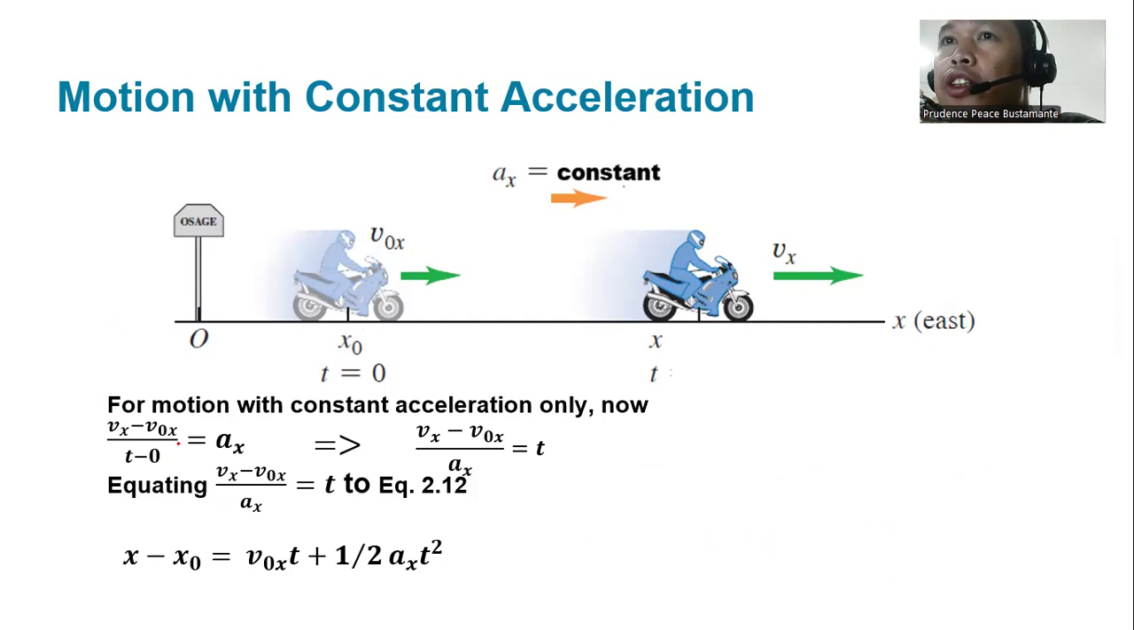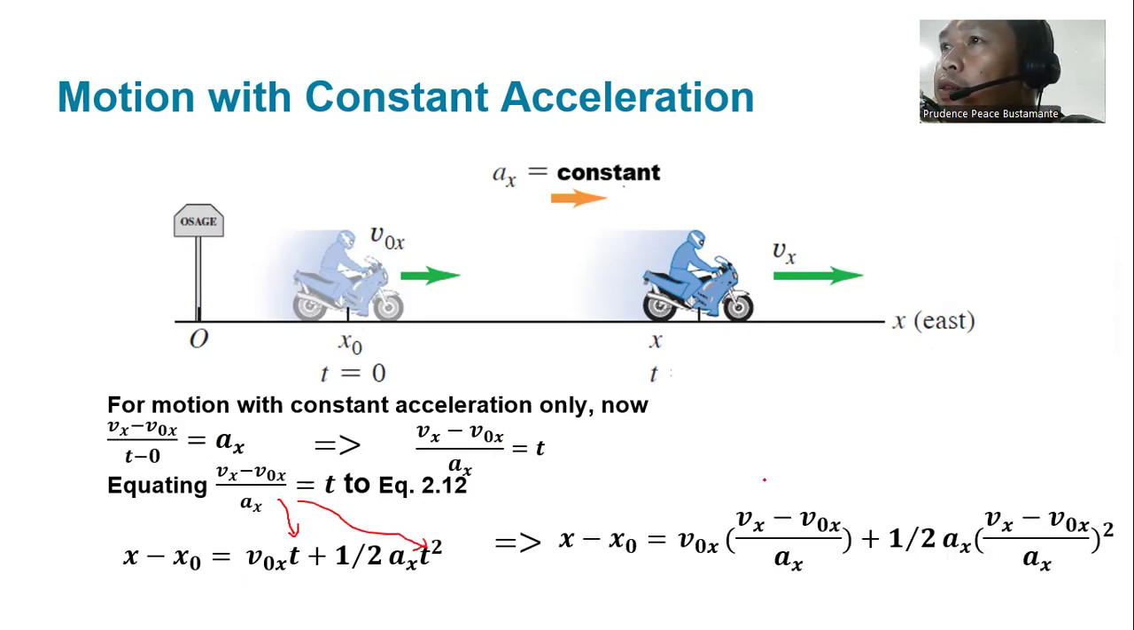Previously we had that the instantaneous acceleration is equal to the average acceleration. So we can solve for t here: v sub x minus v sub o x over a sub x is equal to t. Equating this equation to equation 2.12, we put this expression for t into here. Okay, so we have this is the t, and this is the t squared. This is what it looks like.